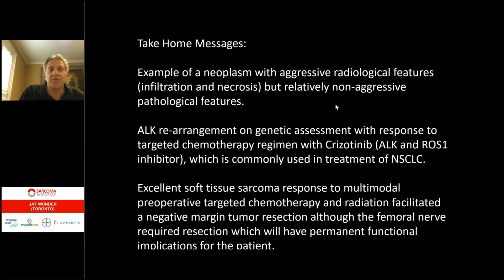So this is an example of a neoplasm that had very aggressive radiologic features, clearly non-aggressive pathologic features, but we required the pathology help and sequencing to identify an ALK rearrangement. And as we know, a lot of tumors have rearrangements and mutations, but some of the drugs are histotype specific. So frequently you can have an ALK mutation and not in lung, and it may not necessarily respond to an ALK inhibitor. In this case, there was a very, very good response to Crizotinib.